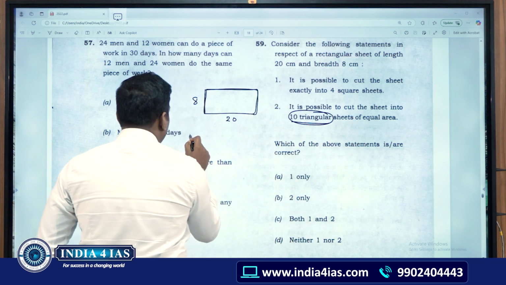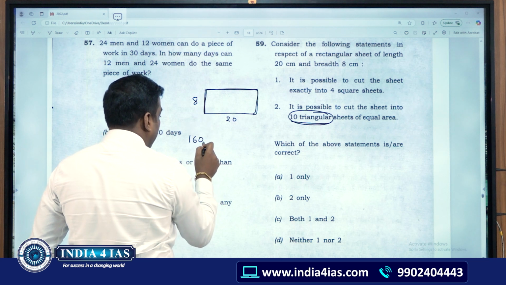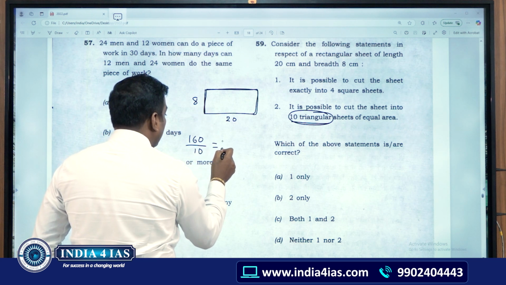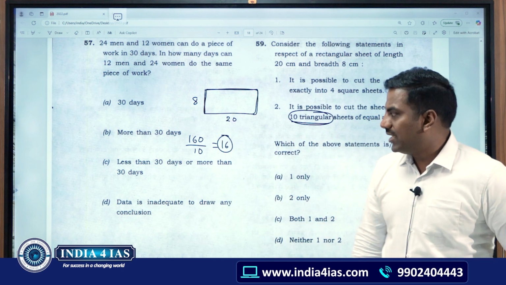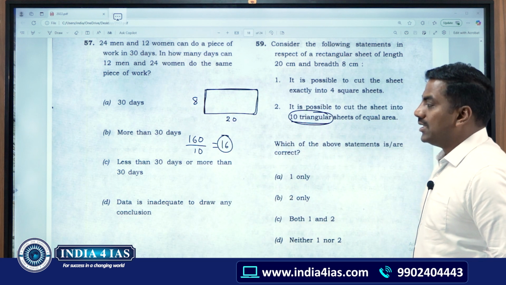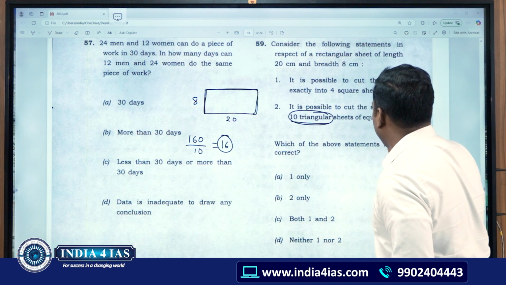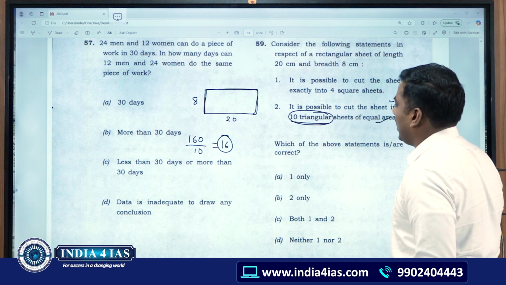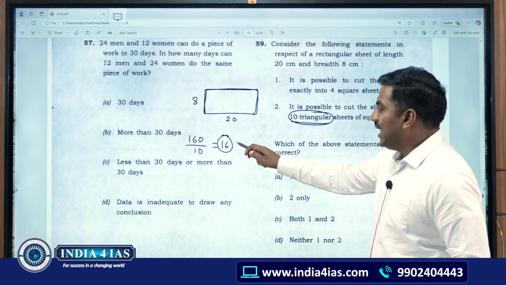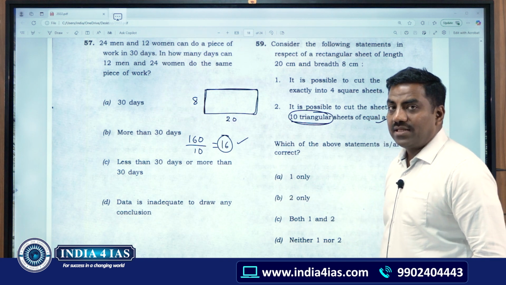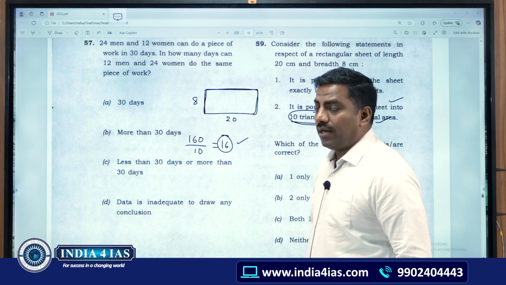So if I have 160 square centimeters here, divide by 10, I should get 16 square centimeters, and all of them should be of equal area. So I need 16. So how do I get the rectangular one?